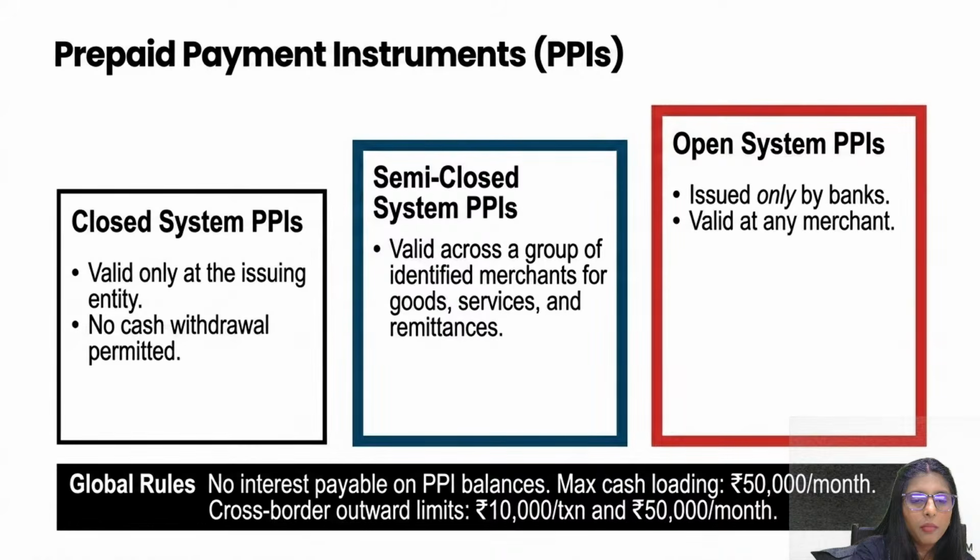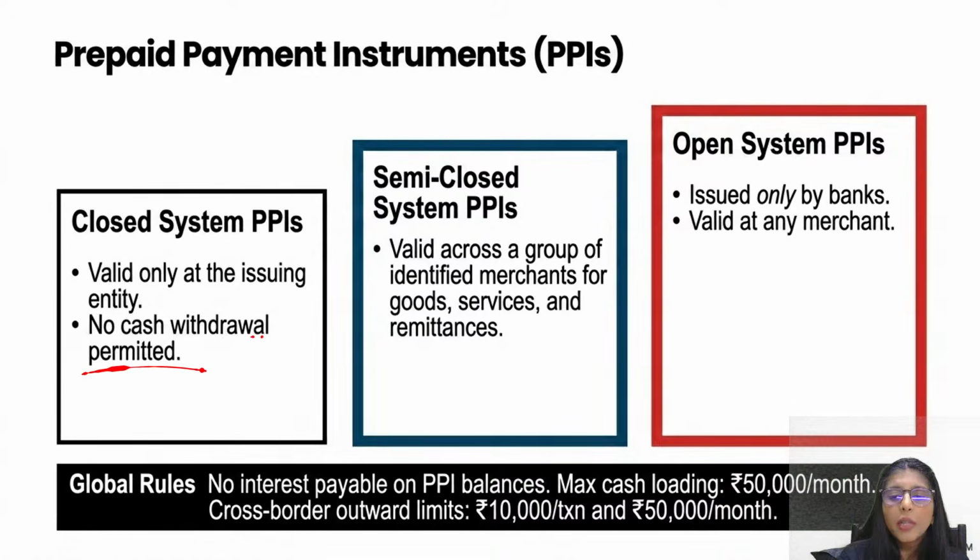What is a closed system PPI? A closed system PPI can be used only for purchasing goods or services from the issuer. Purchasing only from the issuer, and no cash withdrawal is permitted.